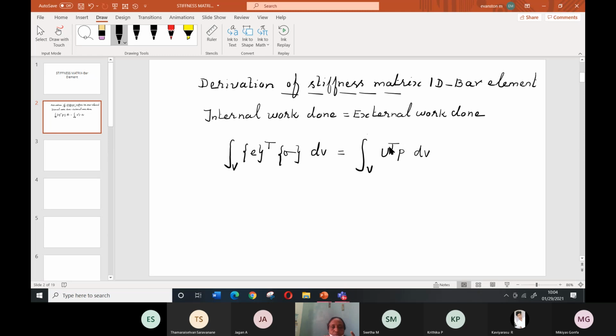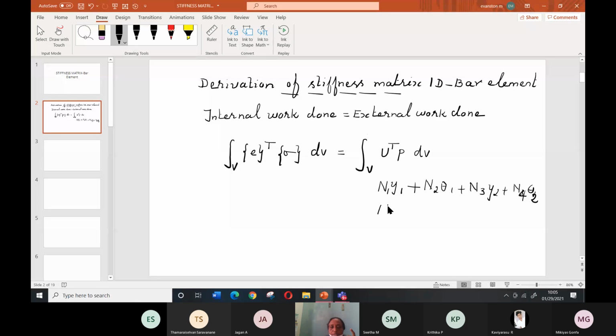Why have I taken this U transpose? Suppose you take this U, last class we have seen that it is equal to N1 into y1 plus N2 into theta 1 plus N3 into y2 plus N4 into theta 2.